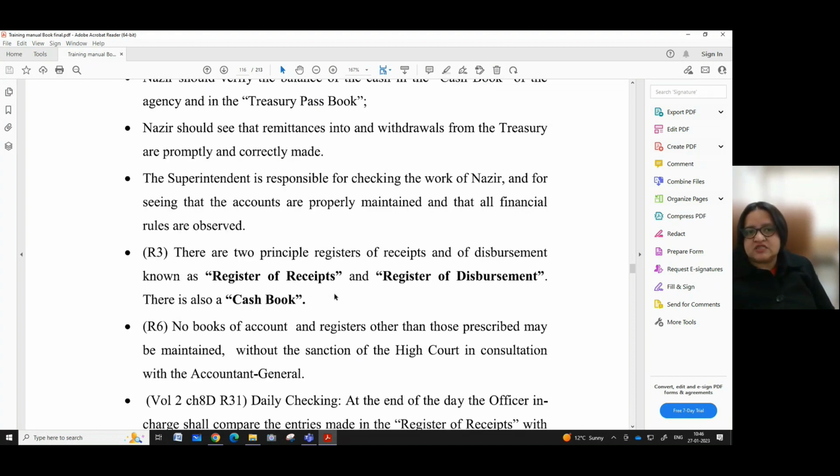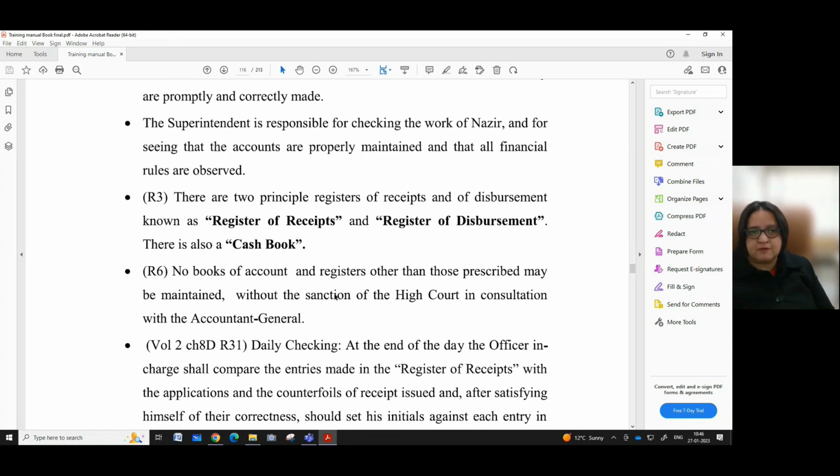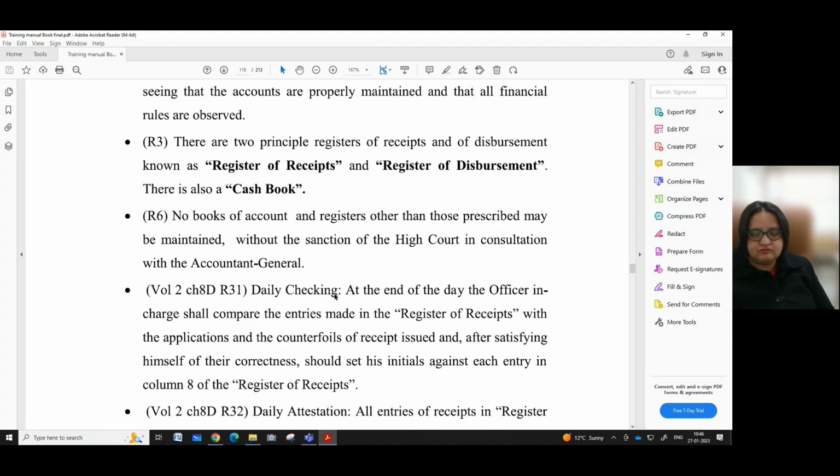Nazir should see that remittances into and withdrawals from the treasury are promptly and correctly made. The superintendent is responsible for checking the work of Nazir and for seeing that the accounts are properly maintained and that all financial rules are observed. Rule 3 says that there are two principal registers of receipts and of disbursement, known as Register of Receipts and Register of Disbursement. There is also a cash book.